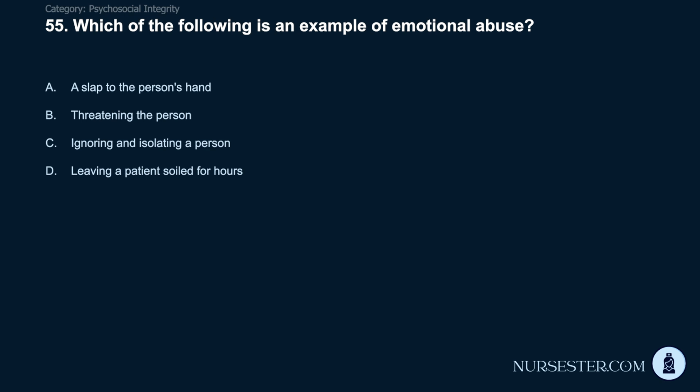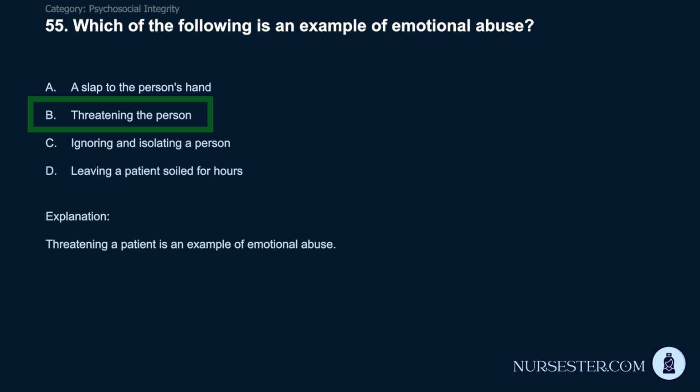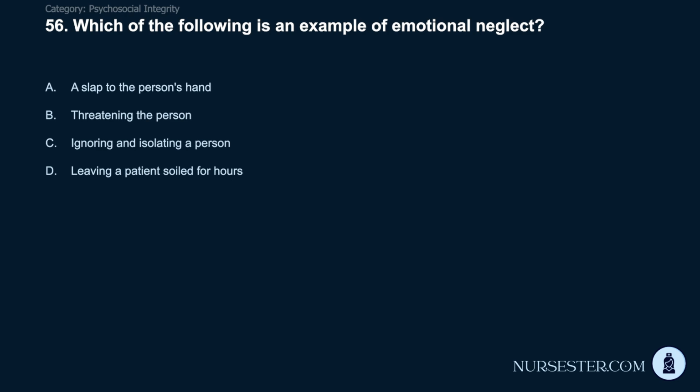55. Which of the following is an example of emotional abuse? A. A slap to the person's hand. B. Threatening the person. C. Ignoring and isolating a person. D. Leaving a patient soiled for hours. Correct answer, B. Threatening the person. Threatening a patient is an example of emotional abuse.